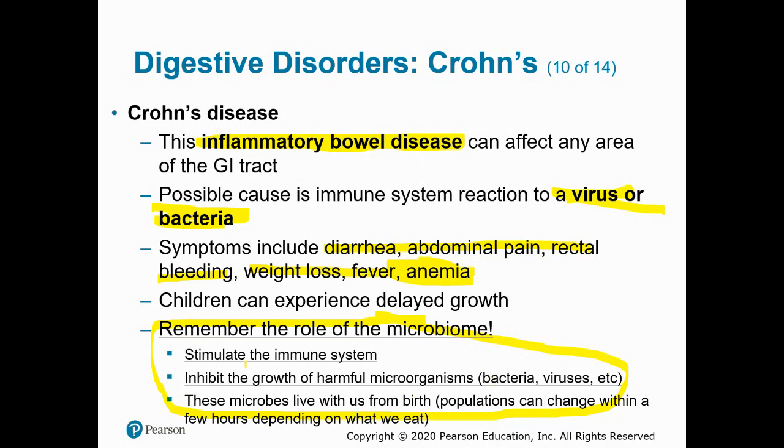So Crohn's may very well be due to an overgrowth of some of those harmful viruses or bacteria in the large intestine. And so then the person might really be having a hard time getting rid of them, because the way to get rid of them is to repopulate the healthy gut microbes.